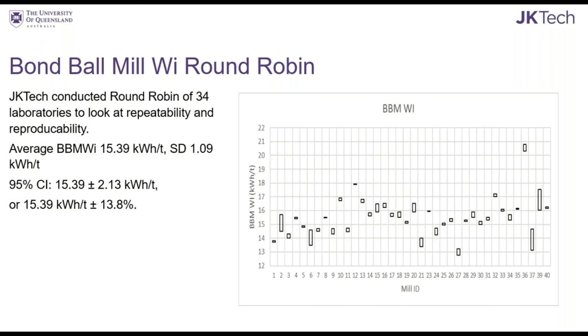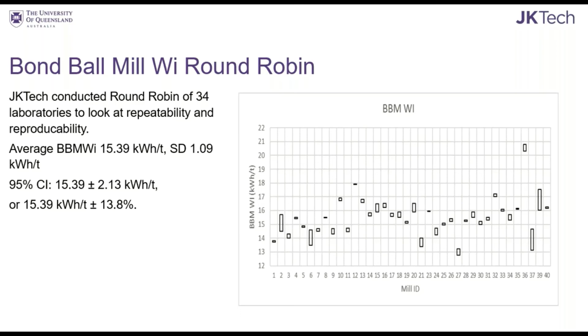At JKTech, we conduct a round-robin test every couple of years to maintain the quality of our drop weight testing machines all across the globe, to make sure that they're all producing the same results, plus or minus. But one year, I think it was 2015, we also conducted a round robin on the Bond Ball Mill Test at all the laboratories who participated.